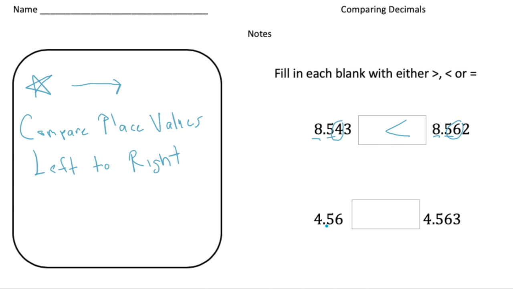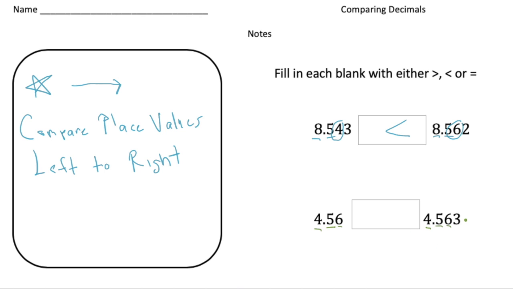Here's another one. Here we have 4 and 56 hundredths versus 4 and 563 thousandths. So again, let's do the same thing. Let me use a different color just because I can, okay? So let's first compare the ones place. We have a 4 and a 4. So far it's the same, okay? Now let's compare the tenths place. We have a 5 and a 5. So far it's the same, okay? Now let's do the hundredths place. We have a 6 and a 6, okay?